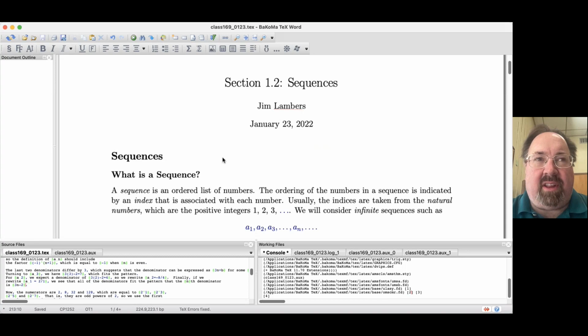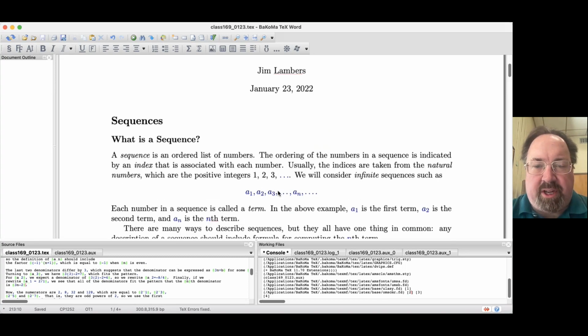So a set of numbers is inherently unordered, but here we assign an index to each number in a sequence. So the way we would normally write a sequence, here's a notation I use for a generic sequence. It has terms, A1, A2, A3, and so on. So a generic element of a sequence is described as A sub n. So the index of each number in a sequence is written as a subscript.